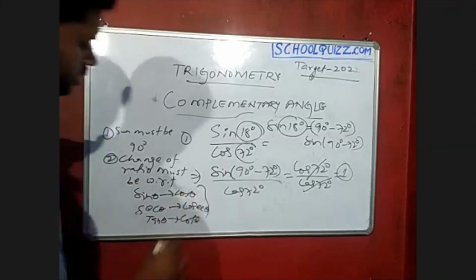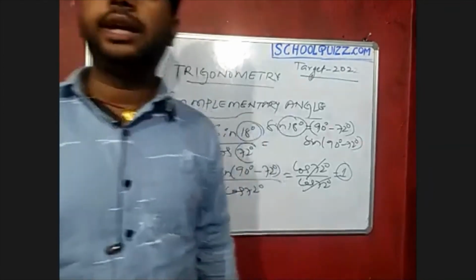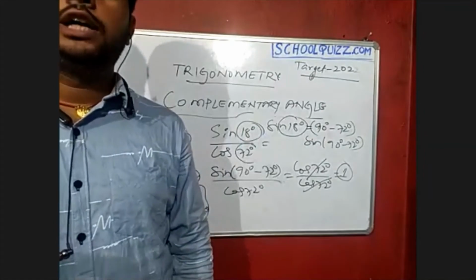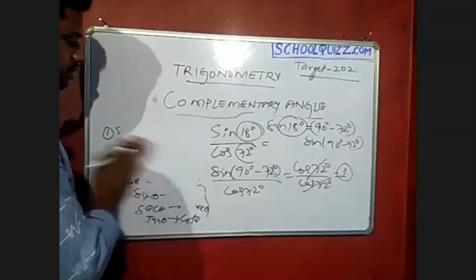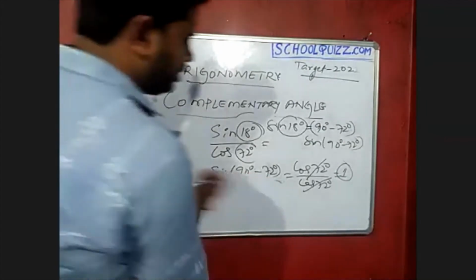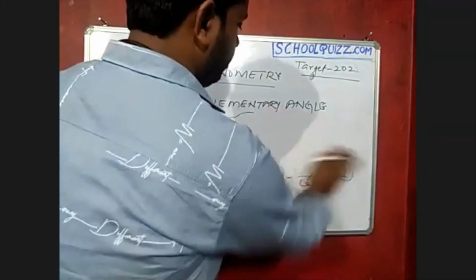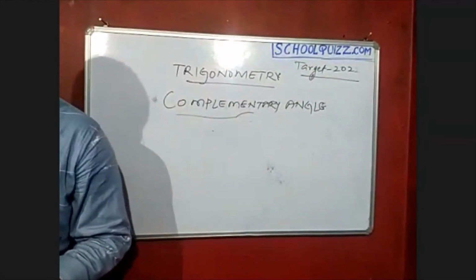So if these changes are there and the sum equals 90 degrees, then directly we can say that the questions are from the complementary angle, and we can use this concept on these questions. This way we can identify the questions and get the solution overall. Now see the next question, that is based on that.